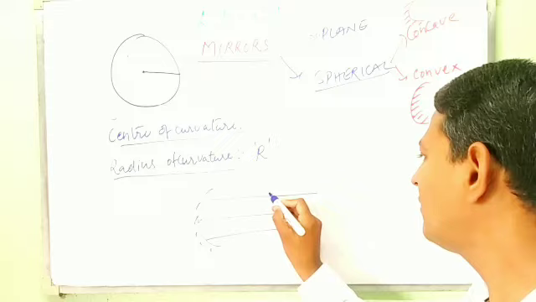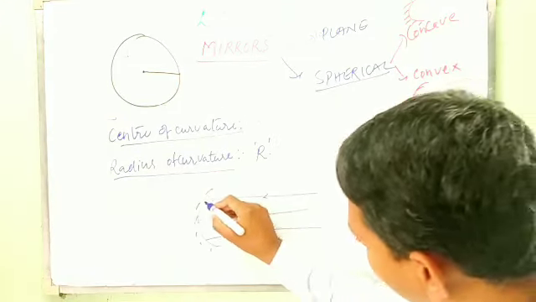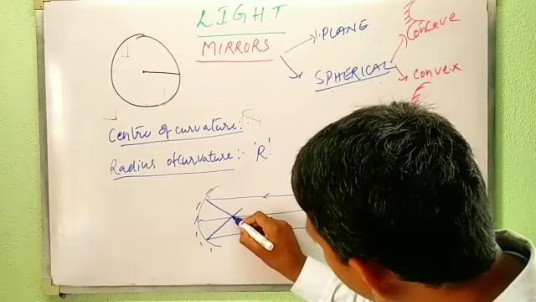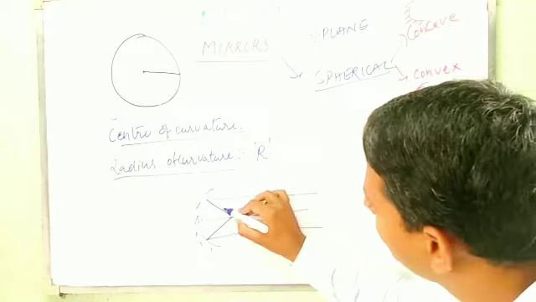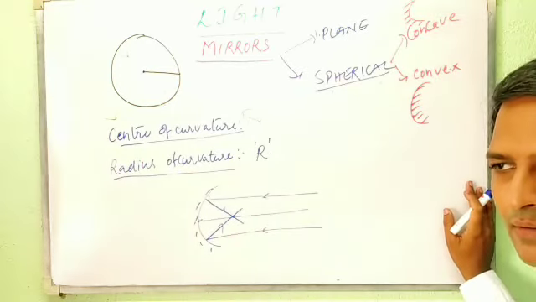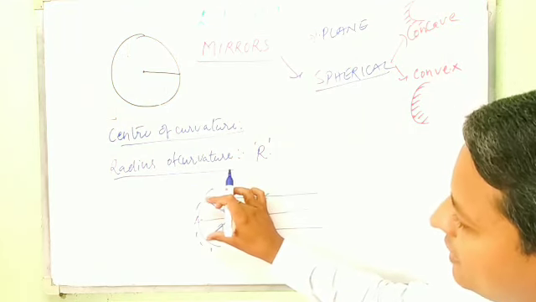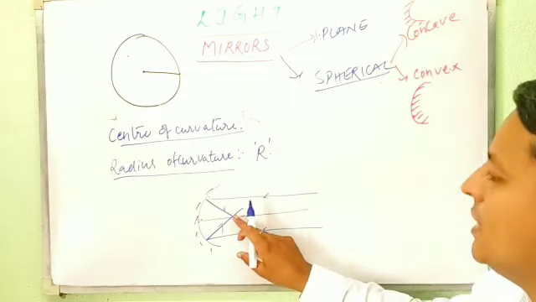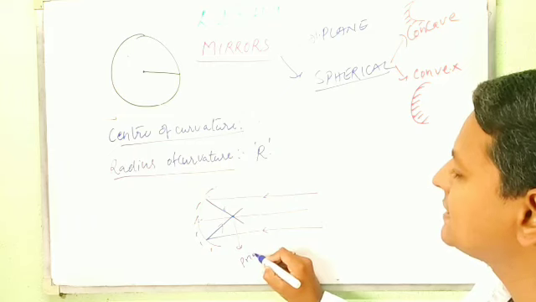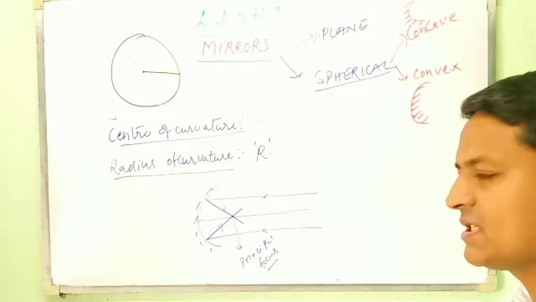When the parallel beam of rays comes from a far object, after hitting the mirror, they come and meet at one point. After reflection, the parallel beam of rays from a very far object meet at a point. That particular point is called the principal focus.